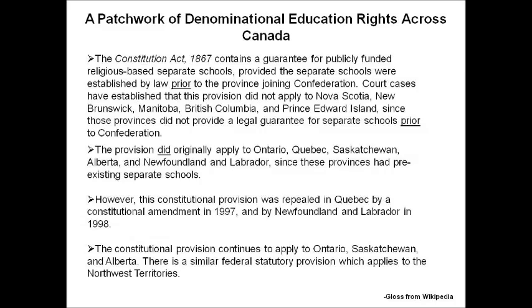The Constitution Act 1867 contains a guarantee for publicly funded, religious-based separate schools, provided the separate schools were established by law prior to the province joining Confederation. Court cases have established that this provision did not apply to Nova Scotia, New Brunswick, Manitoba, British Columbia and Prince Edward Island, since those provinces didn't provide a legal guarantee for separate schools prior to Confederation. The provision did originally apply to Ontario, Quebec, Saskatchewan, Alberta, and Newfoundland and Labrador, since these provinces had pre-existing separate schools when they joined.